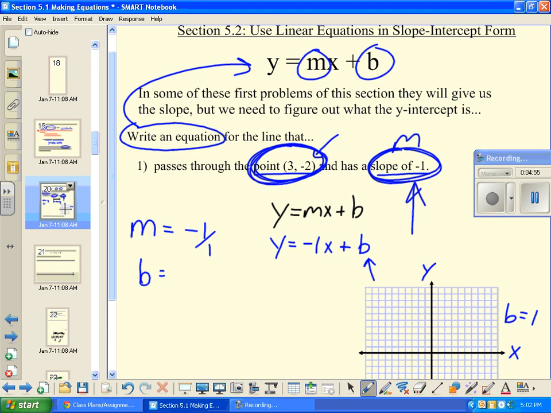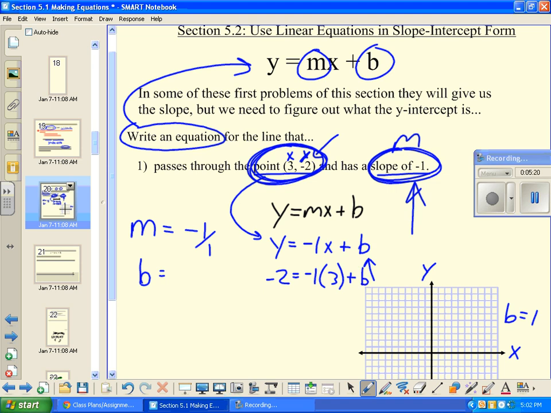This point. If I think about what a point is, it's an x-coordinate and a y-coordinate. Well, in this equation here, I have a spot where I can put x and y in, each of those two variables. So let's try that and see what happens. I'm going to put negative 2 in for y, because that's the y coordinate. And I'm going to put 3 in for x, because that's the x coordinate. And now the only thing I don't know in this equation is b.